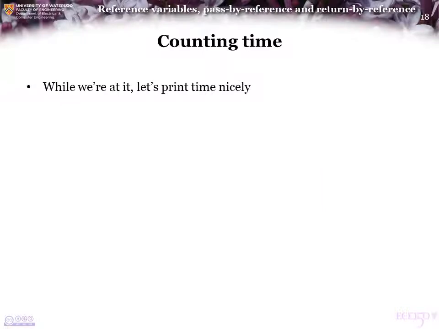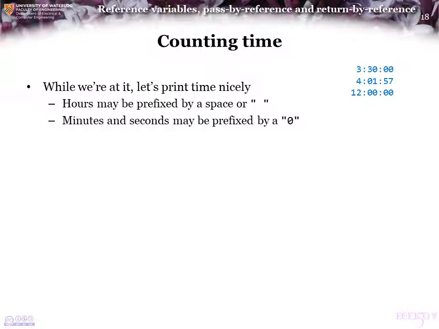While we're at it, let's print the time out nicely. Let's take a look at these printouts. Notice that the hour, if it's less than 10, is prefixed by a space. Similarly, if the seconds are less than 10, they are prefixed by a 0.